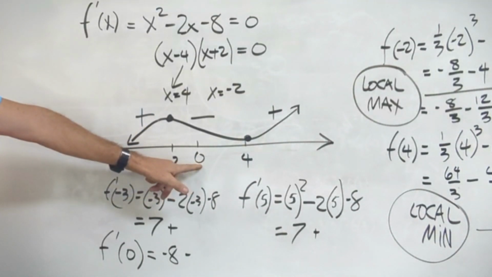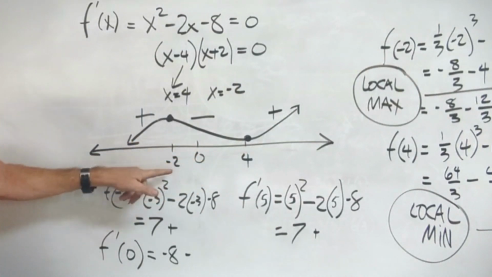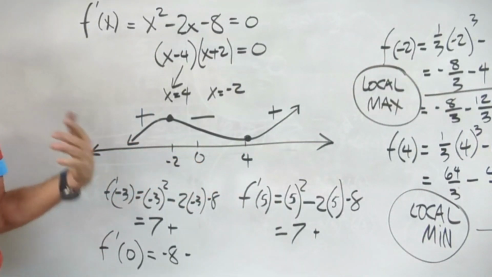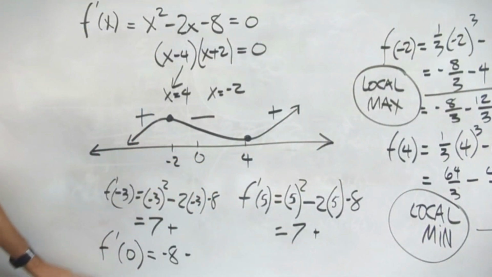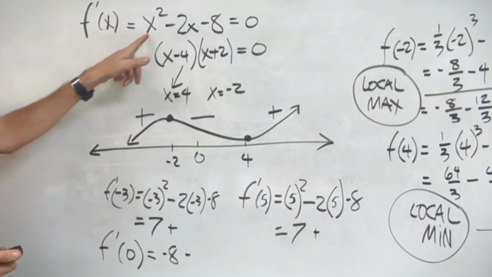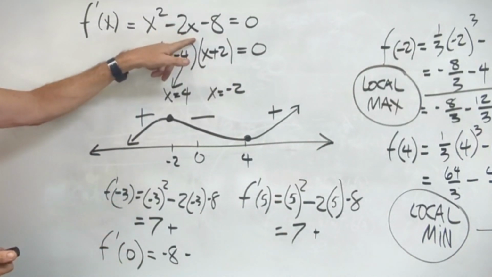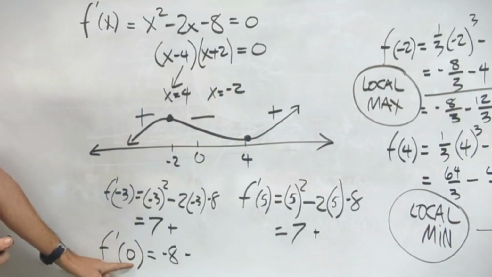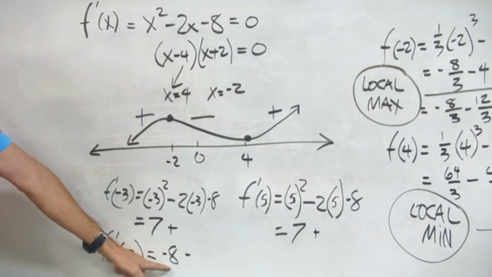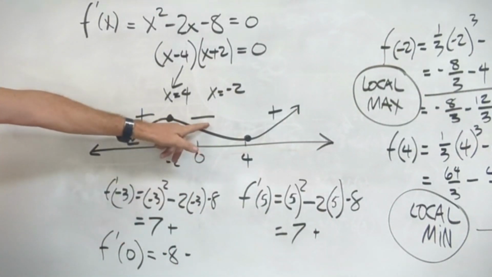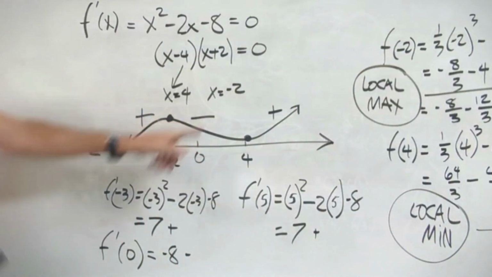Then I plugged in 0 to test this interval between -2 and 4. I always pick the easiest values to test. So I did f prime of 0, and that one's really simple because I know these two terms go to 0. So there at 0, f prime is -8, which is negative. So I know the function is decreasing there.